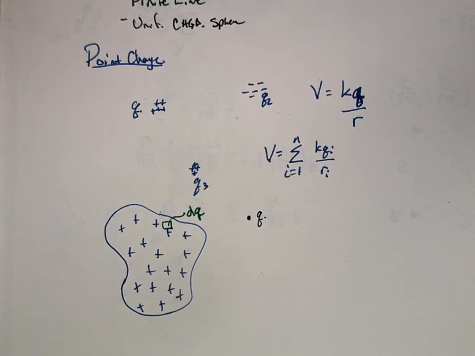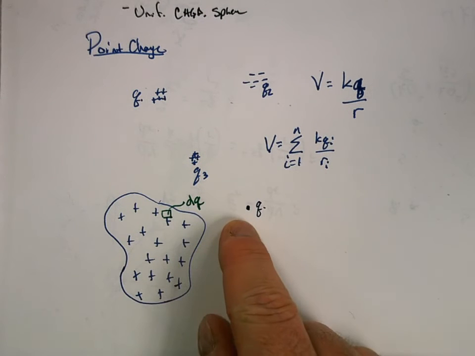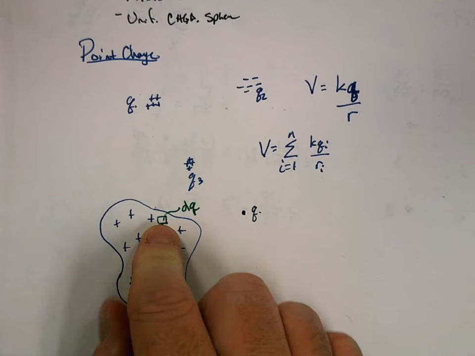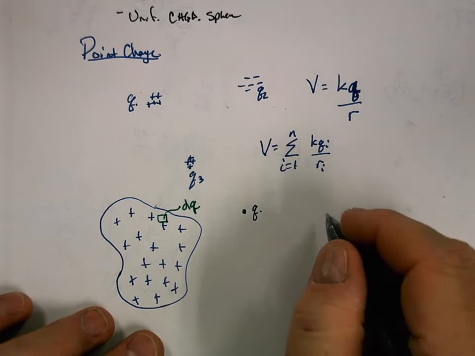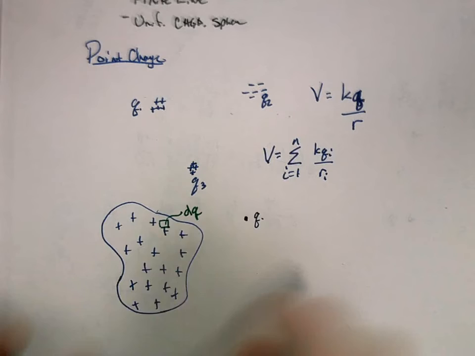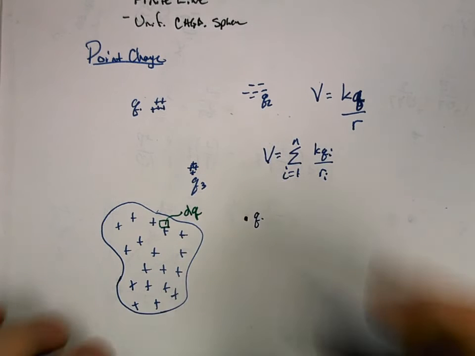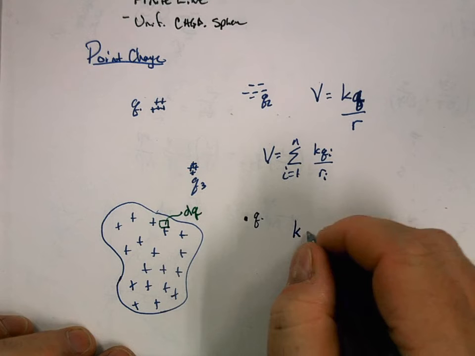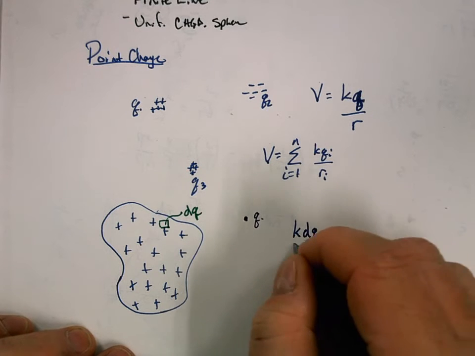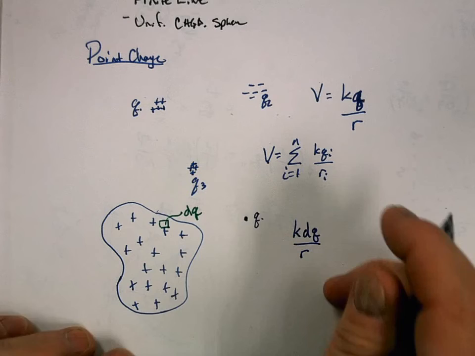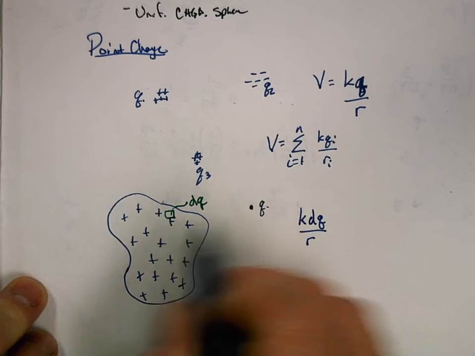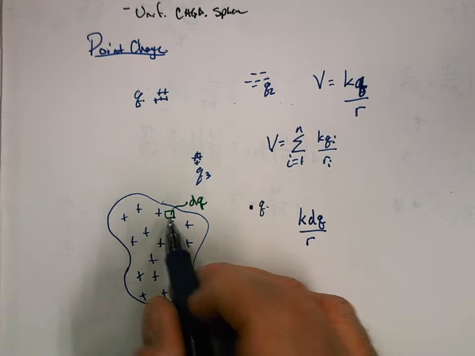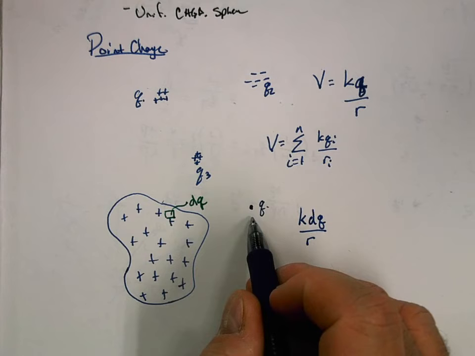The work it takes to get here, based on just this dQ, is, wrong pen, there we go, is k dQ over r, right? For just that one particular spot. The potential it takes to get here, just based on this one little charge, gives us that.